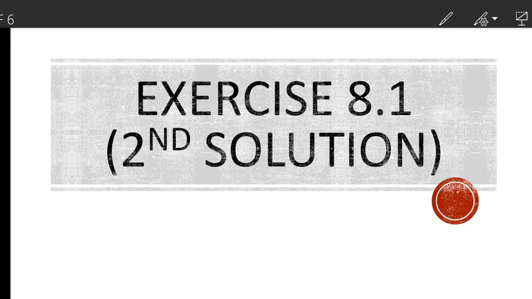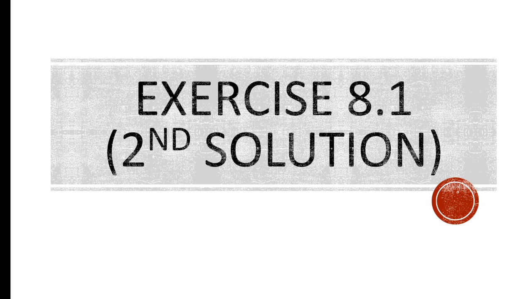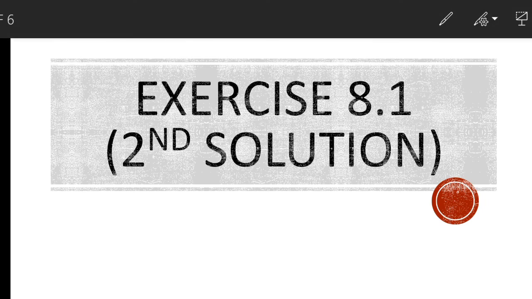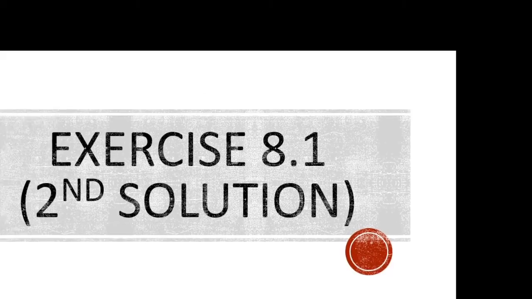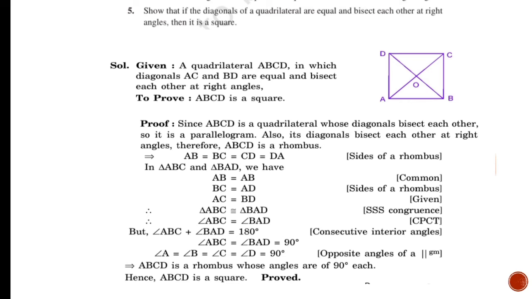Good morning, students. Today we are going to discuss the next four sums of exercise 8.1, that is of quadrilaterals. So the first sum is: show that if the diagonals of a quadrilateral are equal and bisect each other at 90 degrees, right angle, then it is a square.